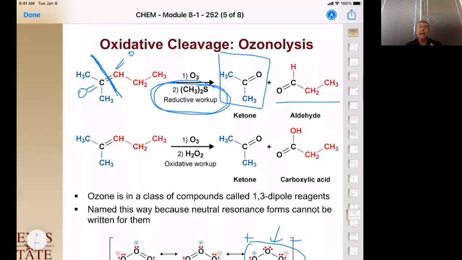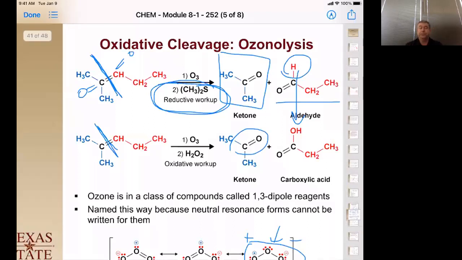What if we didn't have something to take away that third oxygen of ozone? Well, we'd clip it again right here, and then we would have the ketone form, but this aldehyde would be oxidized to the carboxylic acid. Okay. So workup is everything. If you want to create the aldehyde, you need to do the reductive workup. If you don't care about the aldehyde and you want the carboxylic acid, you do an oxidative workup.